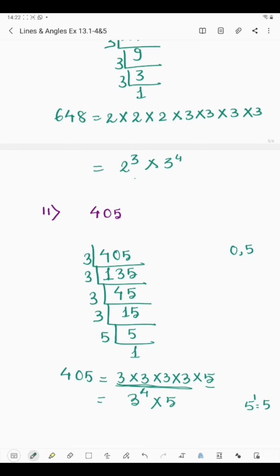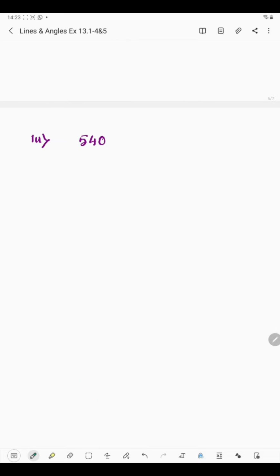Okay, now coming to the next part. Now in the next part we have 540, in which the last digit is an even number, so it will be divisible by 2. So 2 2s are 4, 2 7s are 14 and 0. Then 2 1s are 2, 2 3s are 6, 2 5s are 10. Now as the last digit is an odd number, it won't be divisible by 2. So if you find the sum of the digits, 5 plus 3 is 8, 8 plus 1 is 9, 9 is divisible by 3.